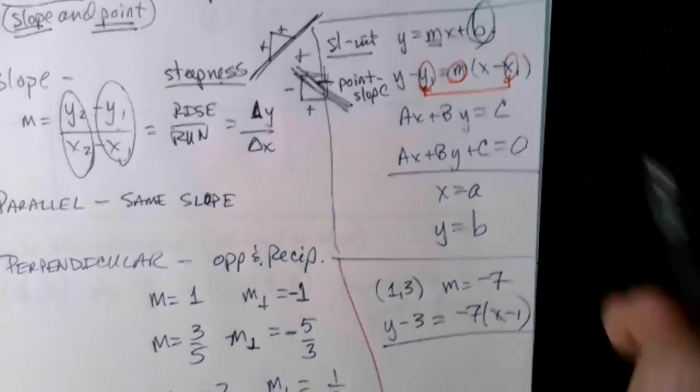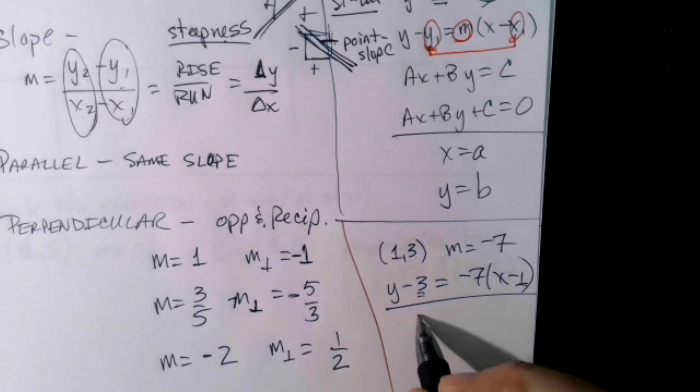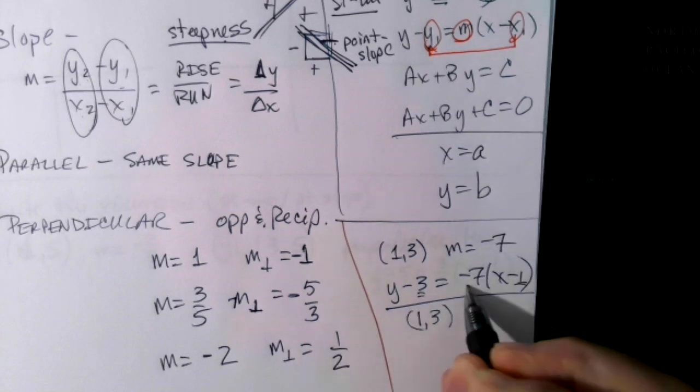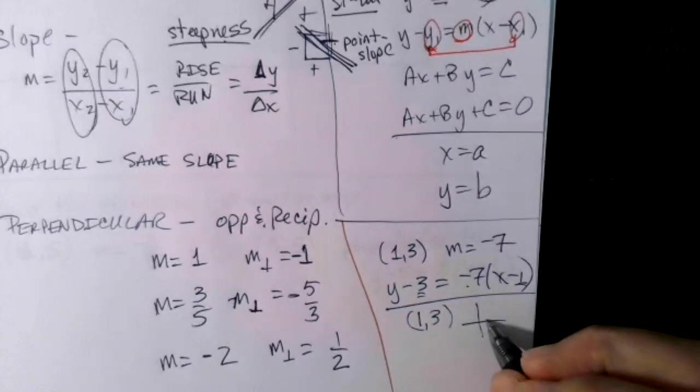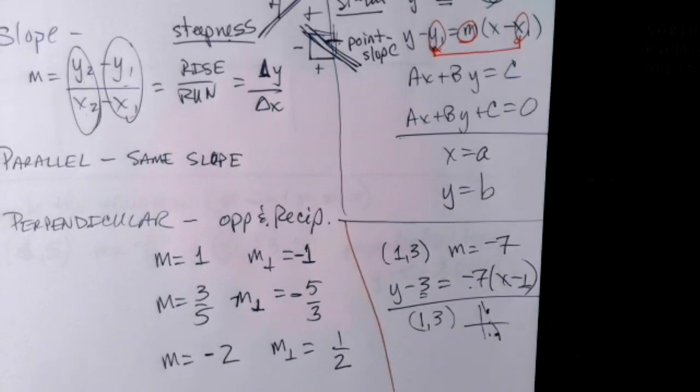Okay, so that's point slope form. And you can graph from this form. I can pull the point from here and say, oh, that's 1, 3, and the slope is -7. So I could go to a graph and go to 1, 3, and -7. So down 7 over 1. Hey, look at that. I can graph from that form also.